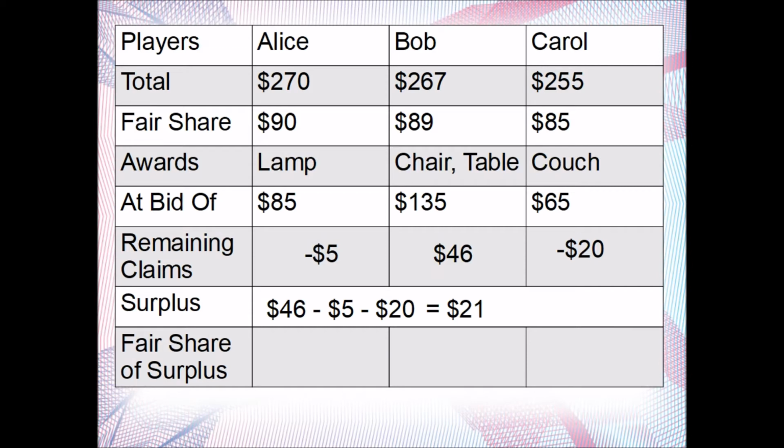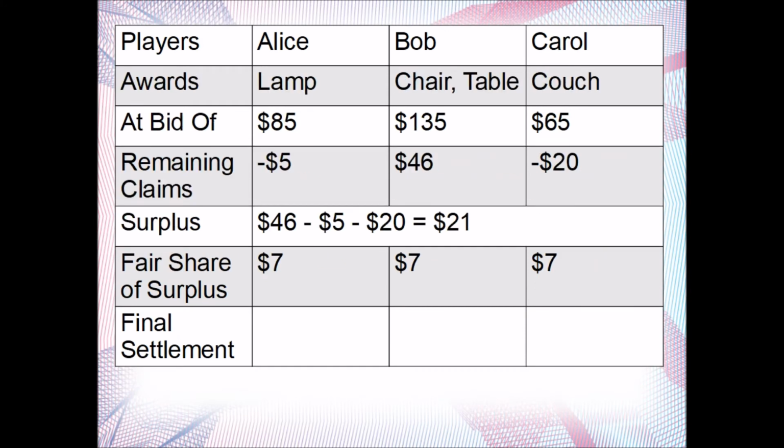I could keep it, but I'm honest. So what I'm going to do with this $21 is divide it evenly among the 3 people. So 21 divided by 3 is 7. Again, I divide it by 3 because there are 3 people. So, at long last, we're going to get to the last row, which is the final settlement. This is what everyone gets.